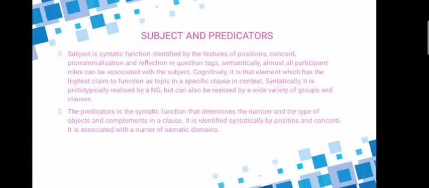The predicator is the syntactic function that determines the number and the type of objects and complements in a clause. It is identified syntactically by position and concord. It is associated with a number of semantic domains. Two main types of complement: subject complement and object complement.